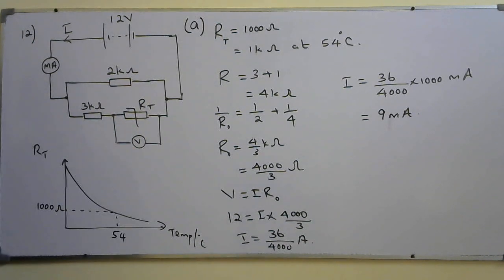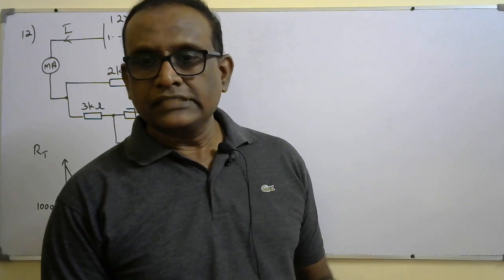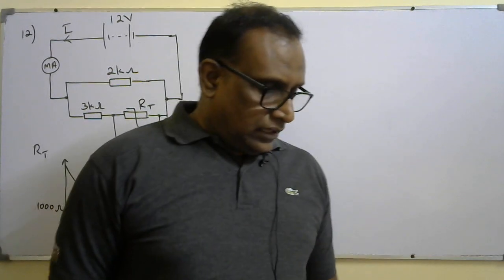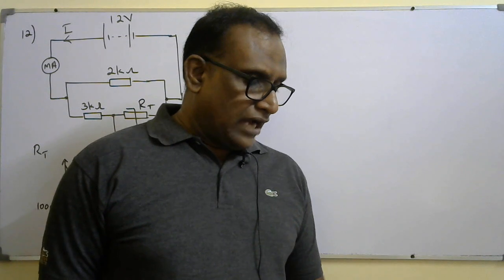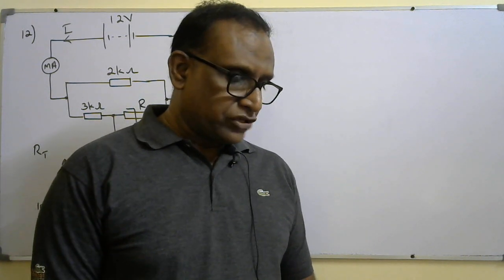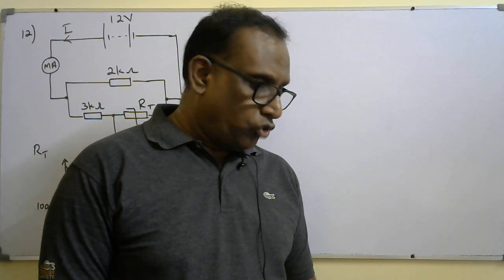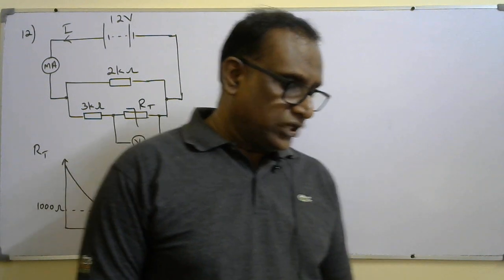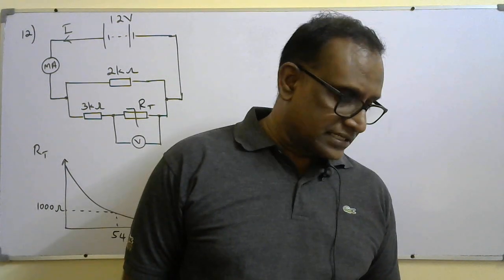Question number 12, A part. Okay, question number 12, B part. B part, first part. Explain how decreasing the temperature of the thermistor affects the voltmeter reading. Do not include calculations in your answer.